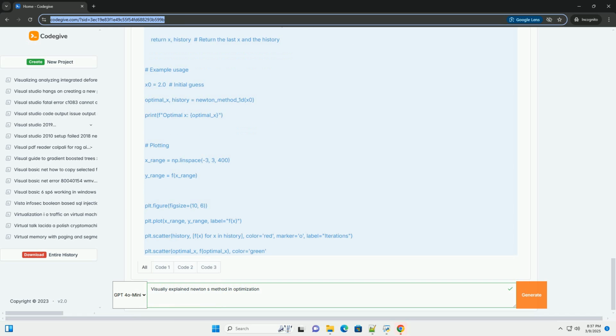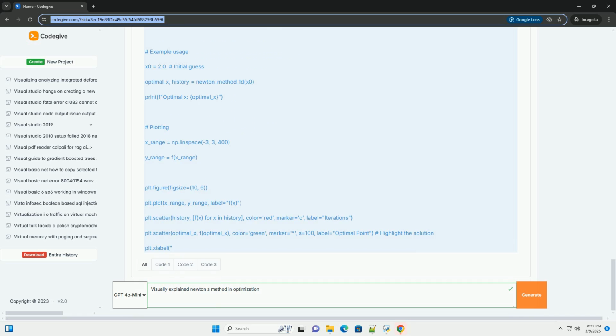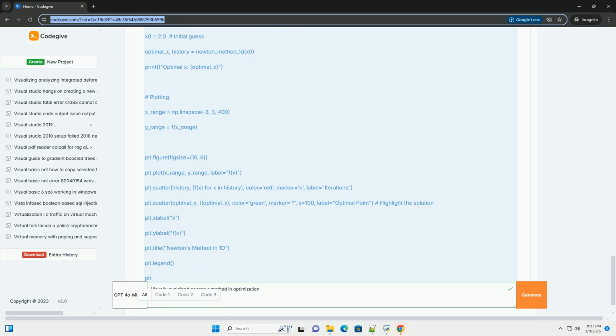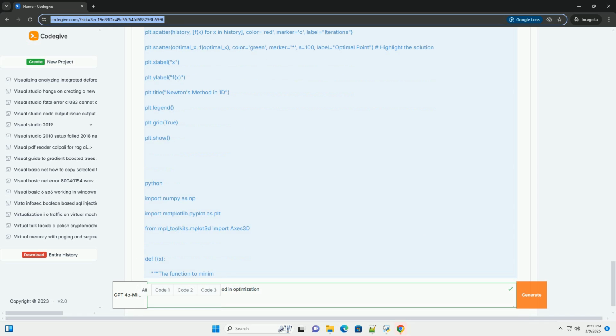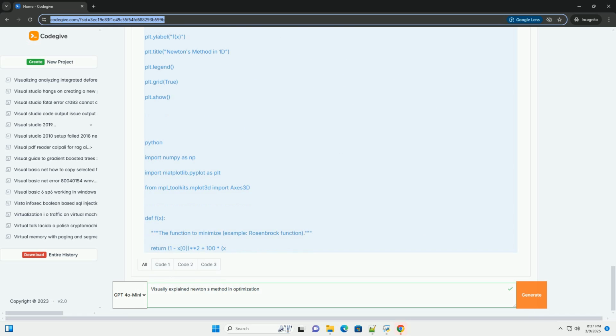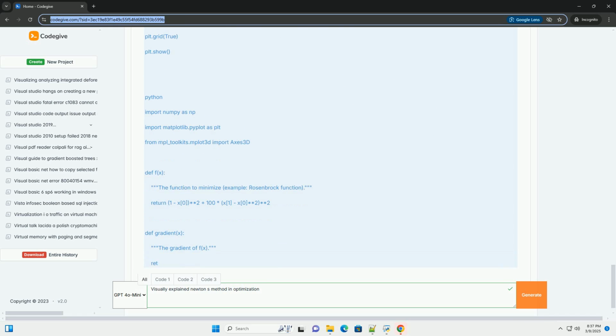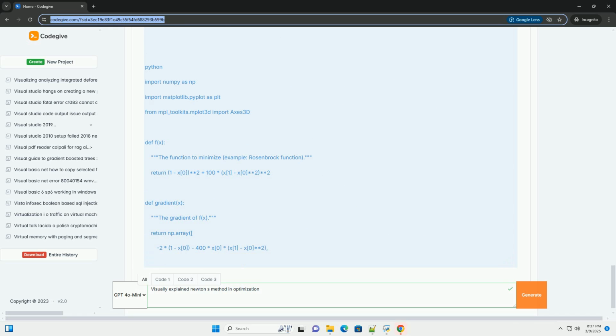2. The intuition behind Newton's method. Newton's method is built upon a clever idea: use local information about the function to approximate it and then jump to the minimum of that approximation. Think of it like this.